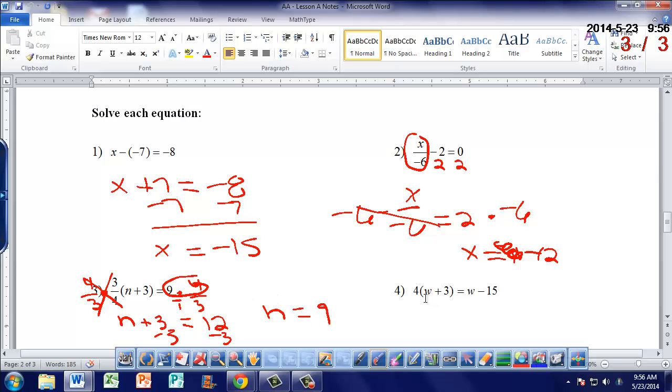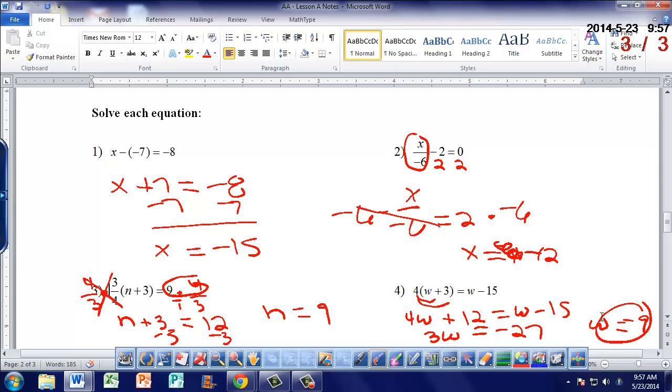Okay, next problem. Now I have w's on both sides of the equation, so here I'm going to distribute. I get 4w plus 12 equals w minus 15. I'm going to subtract w from both sides, so I get 3w. Then I'm going to subtract 12 from both sides, so I get -27. And then I divide both sides by 3, I get -9.